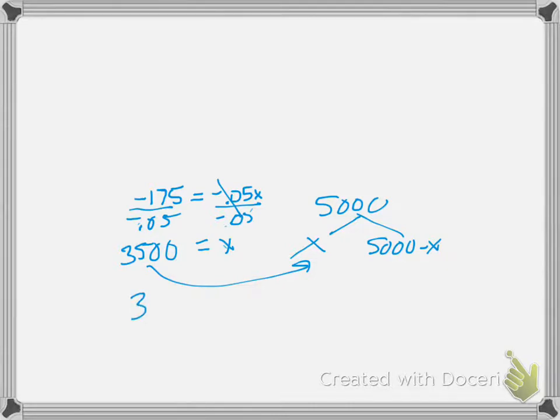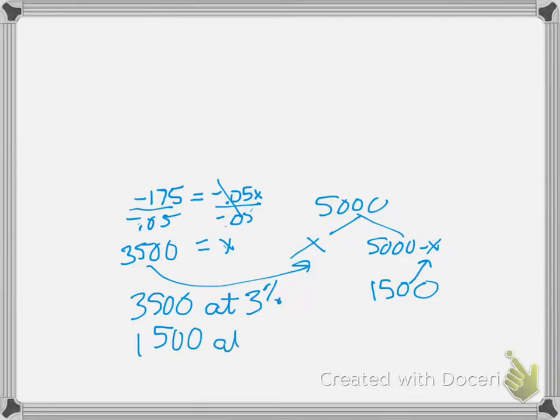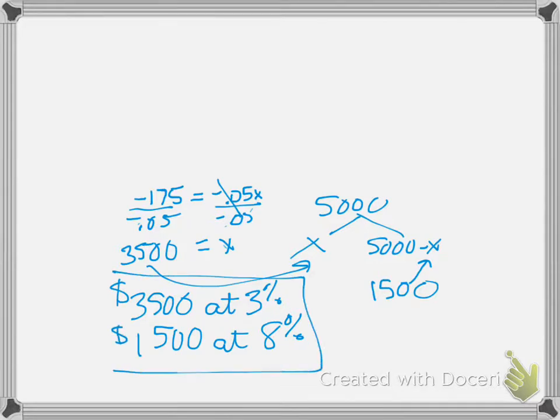So he put $3,500 into the account that was at 3%. And then if I take that 3,500 and subtract it from 5,000, I'll get 1,500. So I know he put $1,500 in at the 8%. And I can always plug those numbers back in and see if it really does work, that he makes, I don't know what it was at the beginning, $225.